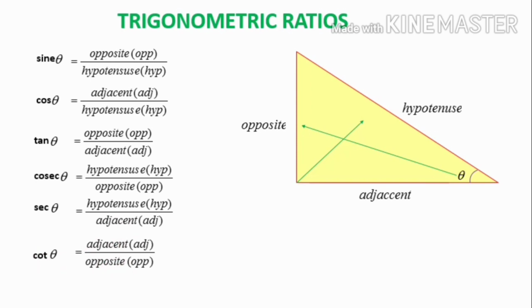We have learned a shortcut to remember these formulas, that is SOH, that is for sine, opposite divided by hypotenuse. And next is CAH, that means for cos, adjacent by hypotenuse. And the last one TOA, that is for tan, opposite divided by adjacent. So simply we read it as SOHCAHTOA.